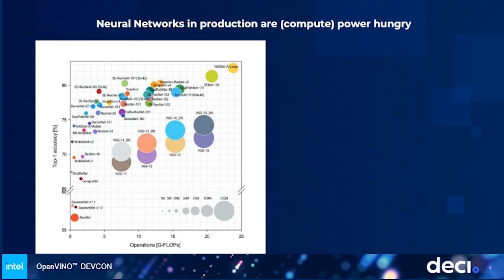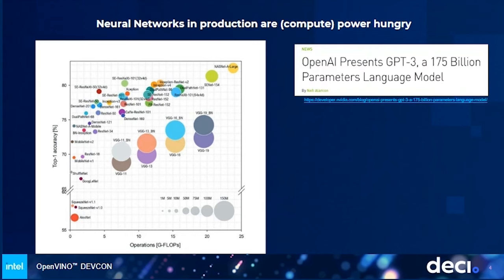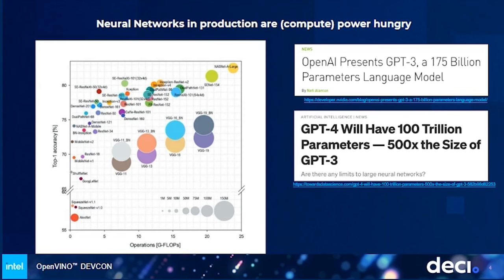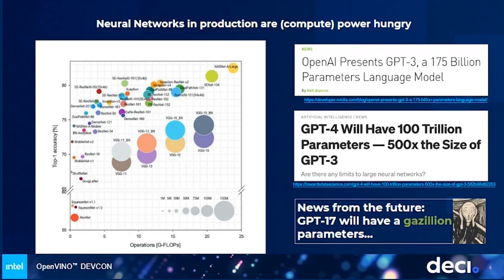And this is just the tip of the iceberg, because in OpenAI's famous GPT-3, which is a very famous language model, we have 175 billion parameters. You can't even see this circle. It would fill all of this graph. And they claim that GPT-4 will have 500 times more parameters than GPT-3. And one can only guess what GPT-17 will be in the future. But at least a gazillion parameters.